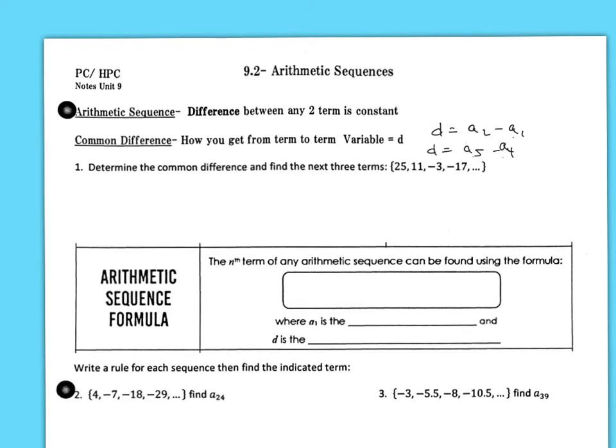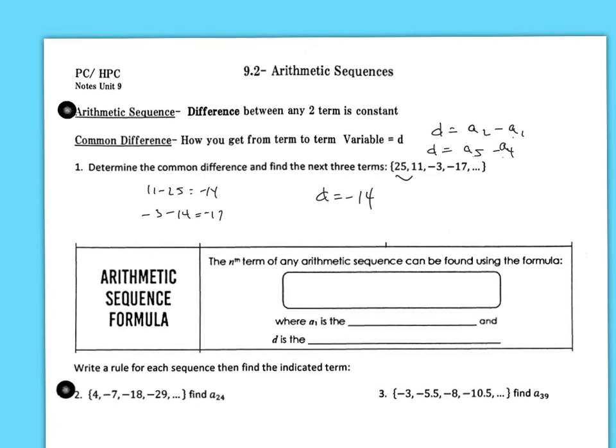So let's try this out. It says determine the common difference and find the next three terms. So it looks like we did 11 minus 25? So that's negative 14. So we're subtracting 14. Negative 3 minus 14. Oh yeah, definitely works. So I found it and then I checked it. And so our difference looks like it's negative 14.